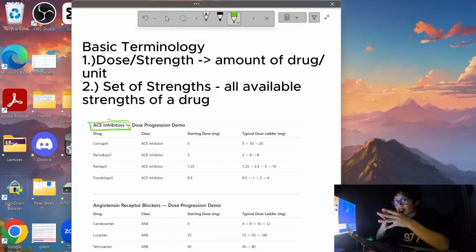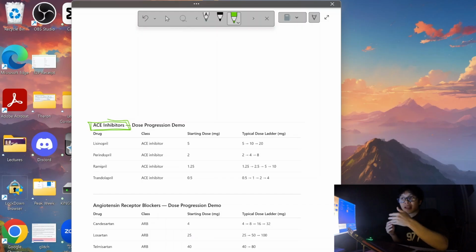So it's important to recognize that a given drug has a set of strengths, and a strength of a drug just refers to the amount of drug per unit, per capsule, per tablet, just per unit. Now let me reiterate that each drug has a set of strengths, or varying amounts of drug per unit. So in the case of lisinopril, it has 3 strengths: 5, 10, and 20.